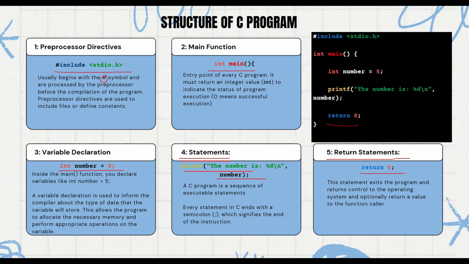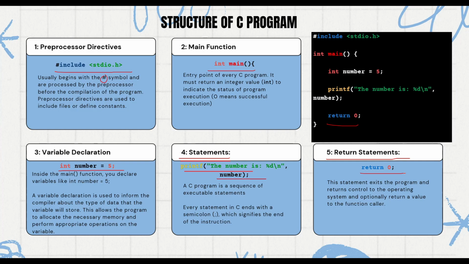First, we have the preprocessor directives. These are the lines that start with a hash symbol, such as #include <stdio.h>. Preprocessor directives are processed before the program is compiled. In this case, #include <stdio.h> brings in the standard input and output library, which is essential for functions like printf. Essentially, preprocessor directives help us include libraries or define constants.